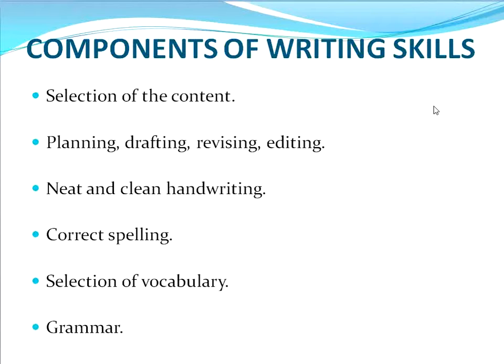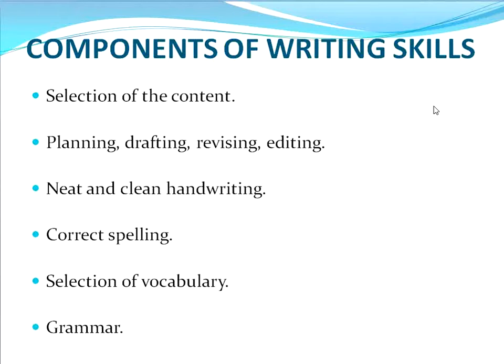What are the components of writing skills? Just have a look. Number 1, selection of the content. Number 2, planning, drafting, revising, editing. Okay. Number 3, neat and clean handwriting. Number 4, correct spelling. Okay. Number 5, selection of vocabulary, and the last one is grammar. So let us discuss one by one.